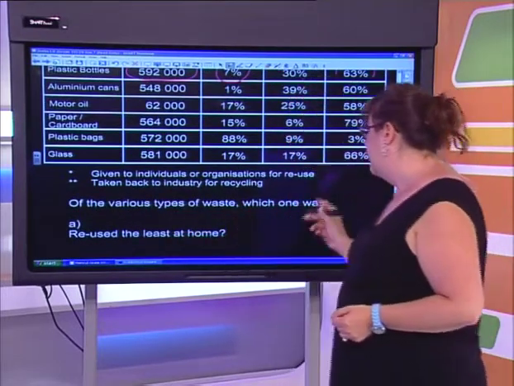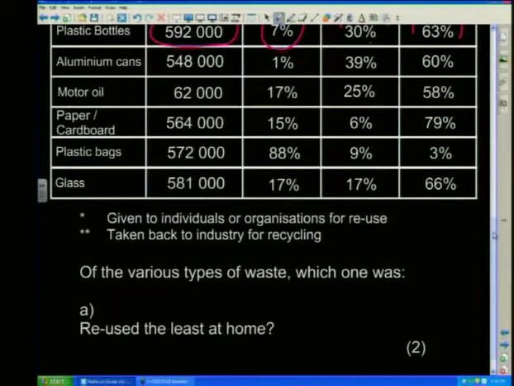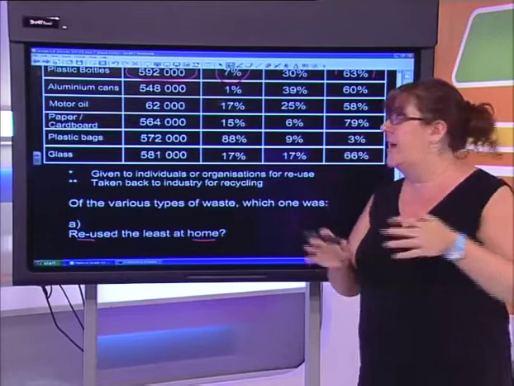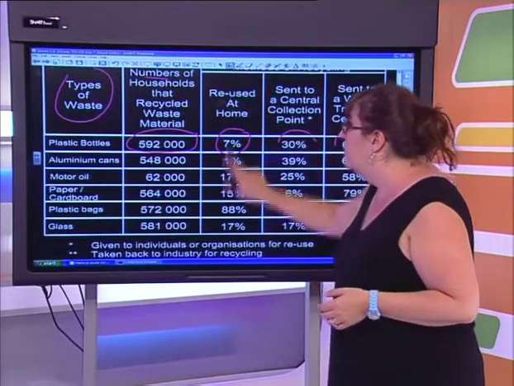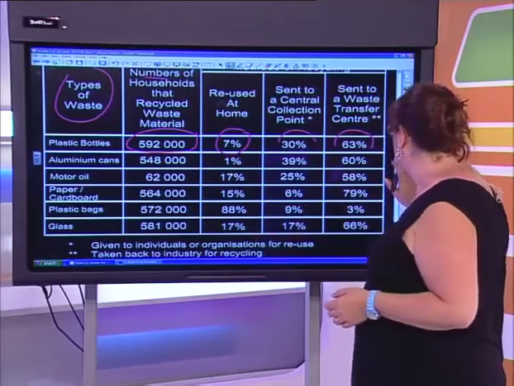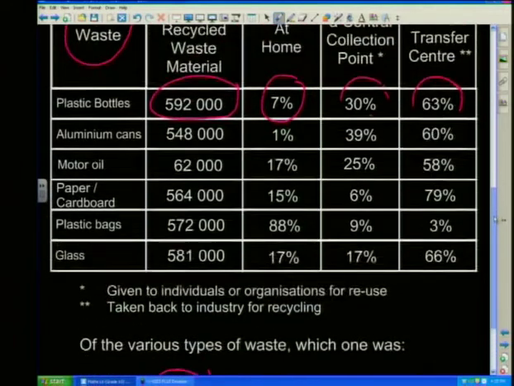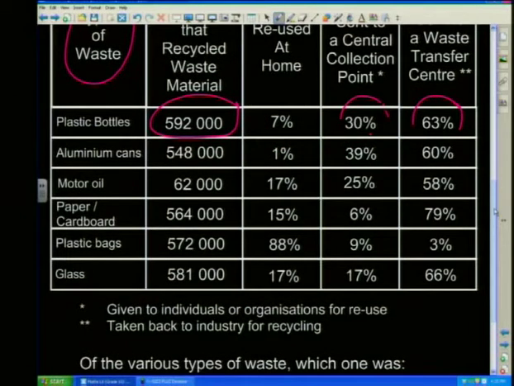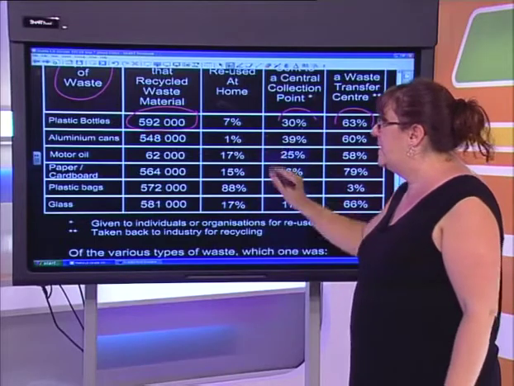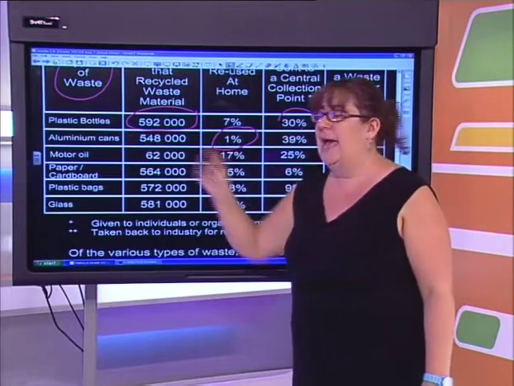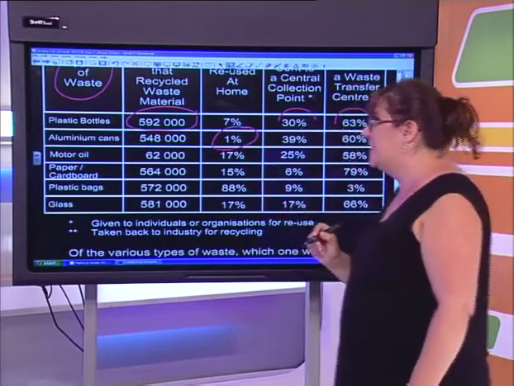Right, let's see what our question is. Of the various types of waste, which one was reused the least at home? So we want to know which was reused at home. We know that was one of our categories, so let's go up to that. Reused at home. We're going to be using that category. And what does the question ask? It asks for reused the least. So the least is the lowest number. So I'm going to go back up here and look at reused at home: I've got 7%, 1, 17, 50, and I'm literally looking for the lowest number. So aluminium cans are reused the least at home.